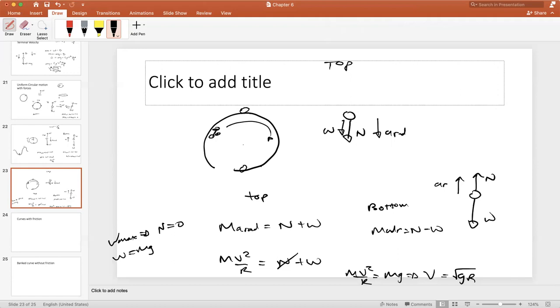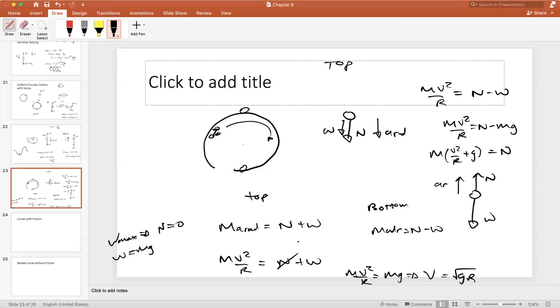Or faster than that. Yeah, I don't remember. I'm butchering this, which is okay. Just know that you can find mv squared over r is equal to n minus his weight on the bottom. So mv squared over r is equal to n minus mg, or m v squared over r plus g is the normal force at the bottom.